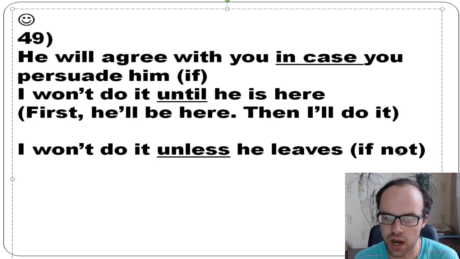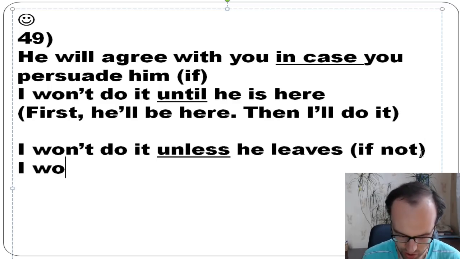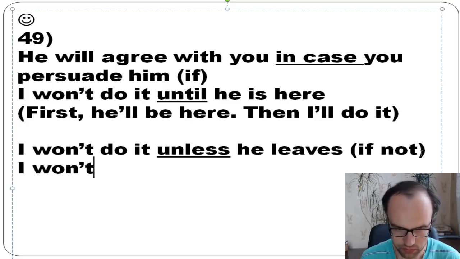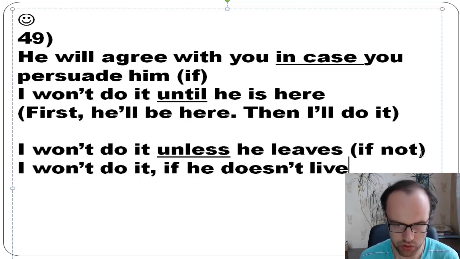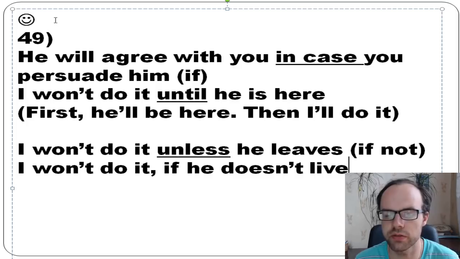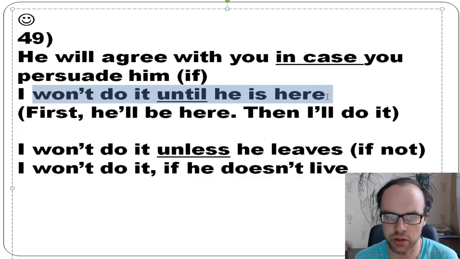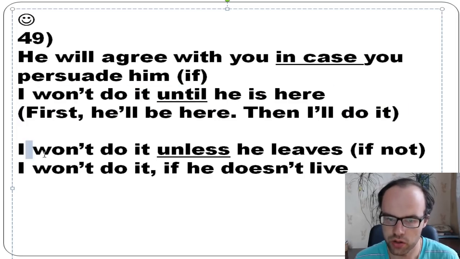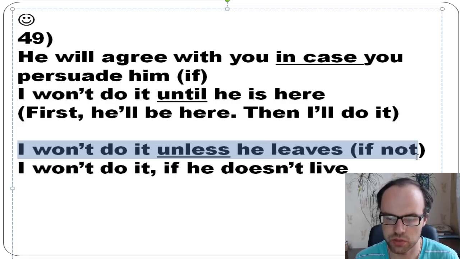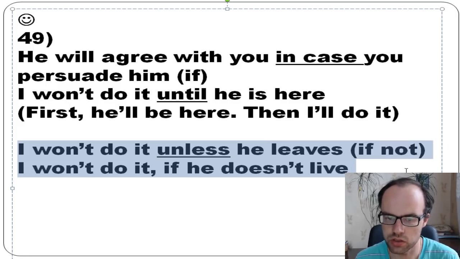I won't do it unless he leaves. So it means I won't do it if he doesn't leave. So please remember that unless means if not, okay? So until, look, I won't do it until he's here. So first he'll be here, then I'll do it. I won't do it unless he leaves. It means if not. I won't do it if he doesn't leave.